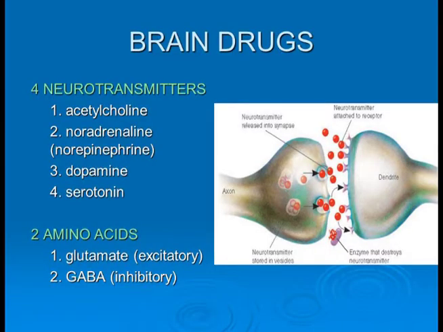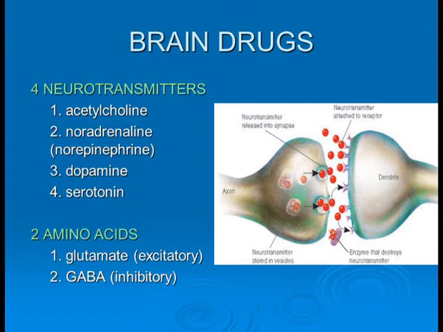So the 4 general neurotransmitters, the kind of basic chemistry of your brain, are acetylcholine, noradrenaline, also known as norepinephrine, dopamine, which we saw in Parkinson's and Tourette's. In Parkinson's, you have low dopamine and you need to increase it. In Tourette's, you have too much dopamine and you need to try to decrease it, so the Haldol decreases the dopamine. Serotonin we'll talk about in antidepressants. So serotonin is another common neurotransmitter that you'll hear the name of.